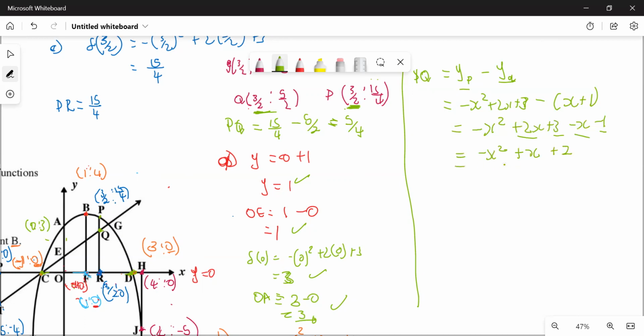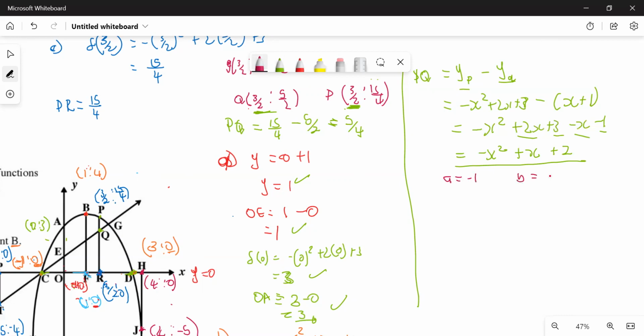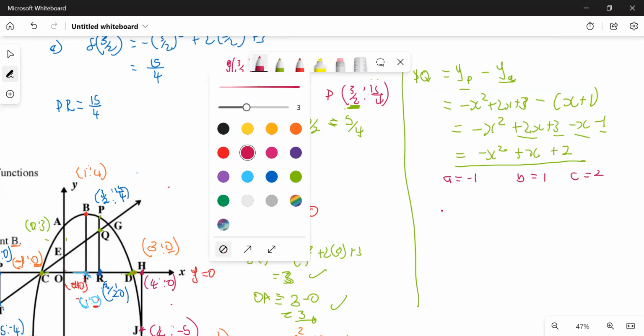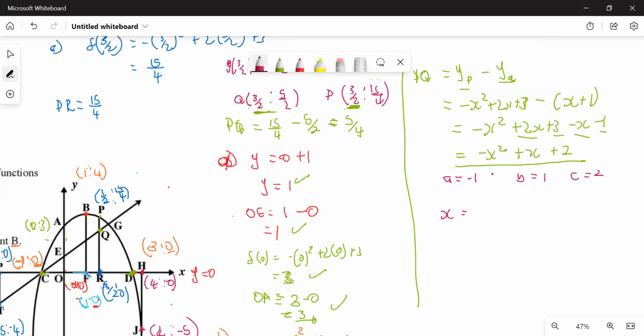Now, this equation that you just created here has its own A, its own B, its own C. So let's write what is A, what is B, what is C here. What is A here? Minus 1. What is B? 1. What is C? 2. Okay.